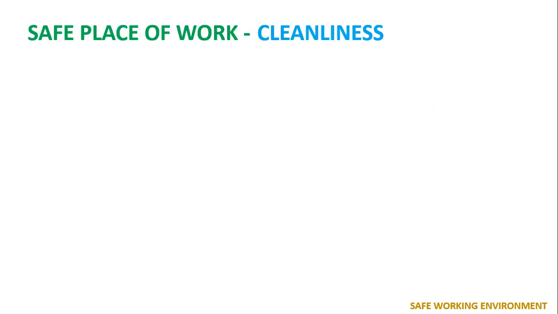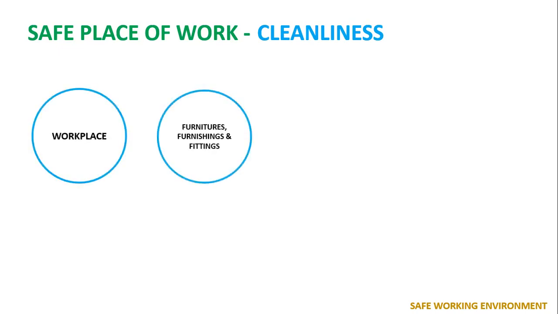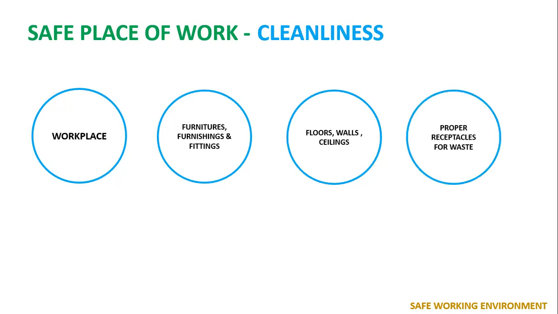The first requirement is the cleanliness. So what to achieve in the cleanliness? The workplace cleanliness, then the furniture, furnishings and fittings, then floors, walls and ceilings, then proper receptacles for waste. These are the general requirements for the cleanliness of the workplace.